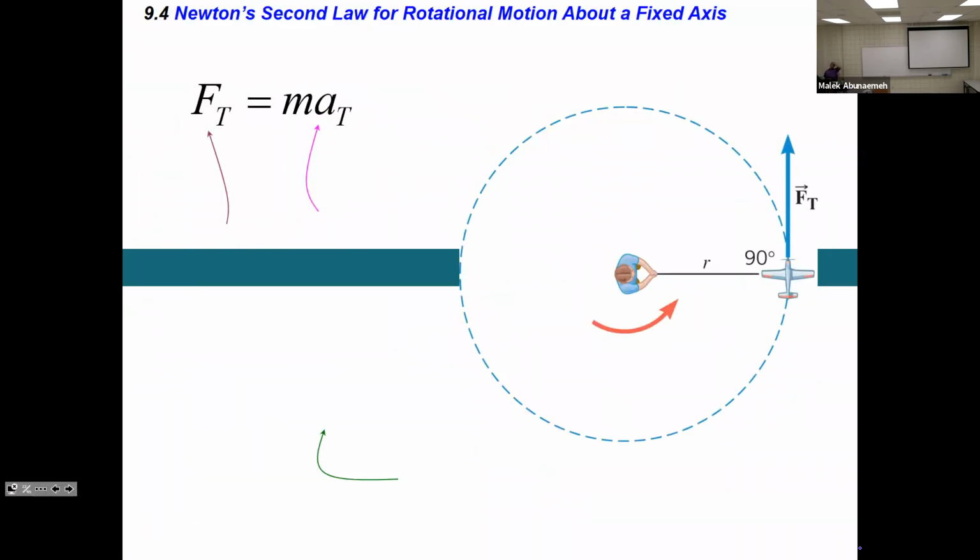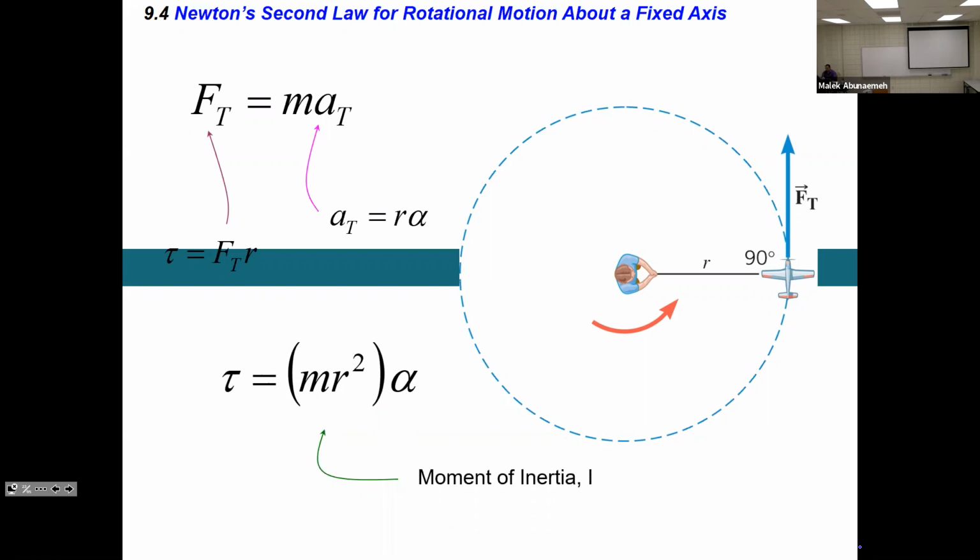So your tangential force is going to equal your mass multiplied by your tangential acceleration. Your torque is going to equal your tangential force multiplied by the radius. Your tangential acceleration is R alpha, your radius multiplied by the angular acceleration. That means your torque is going to equal mR squared multiplied by alpha. And again, mR squared, that's your moment of inertia.